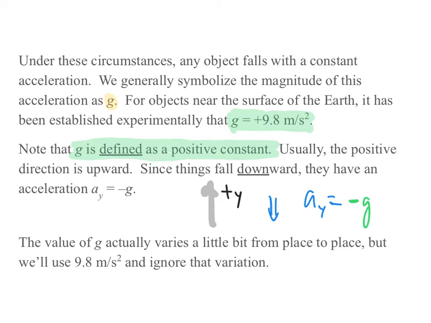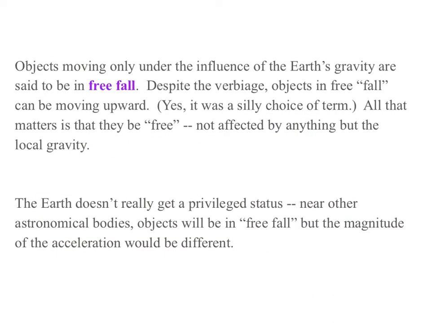The value of g varies a little bit from place to place. I've been cheating a little bit here. This is how they do things like find gas and oil deposits by looking for small variations in the acceleration due to free fall, but we're going to use 9.8 meters per second squared and ignore that variation for this class. Objects moving only under the influence of the Earth's gravity are said to be in free fall.